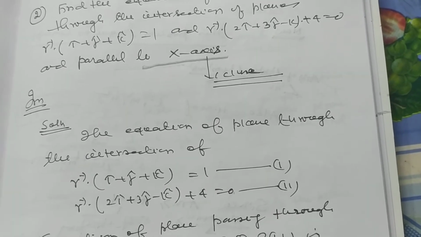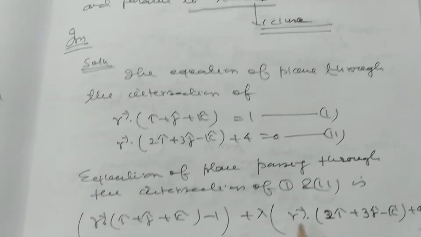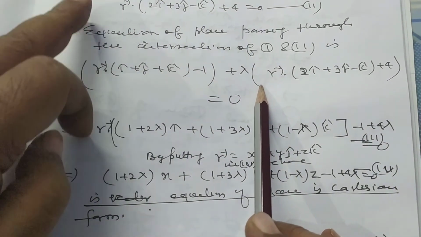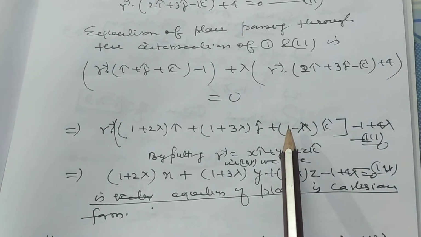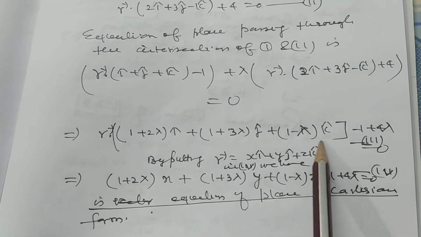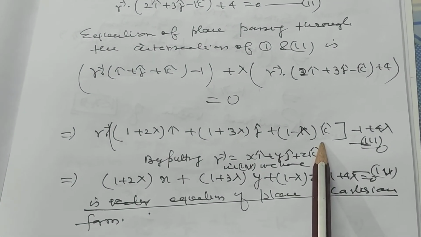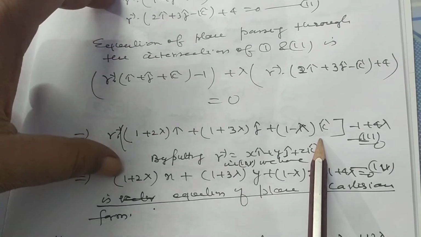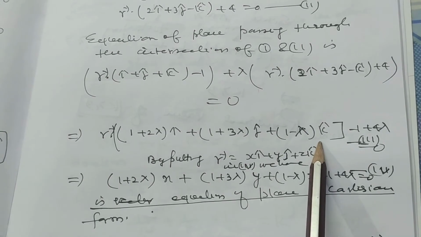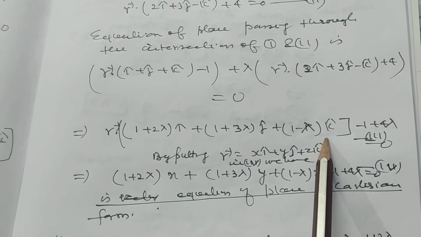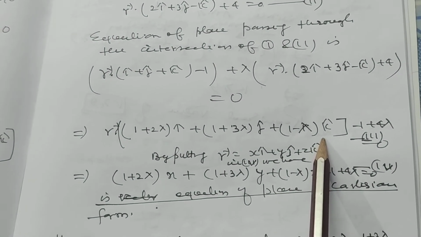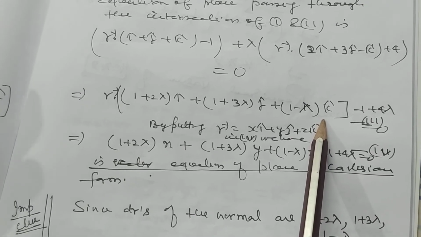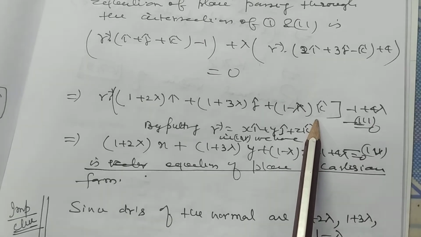And now by writing the combined equation of first and second, it will represent the equation of the plane passing through the intersection of first and second, and this is in the form of lambda. Now the question is how will you find the value of lambda? Up to here it is common in every question, but how you find the value of lambda, this portion will change according to the condition which is given in the problem.